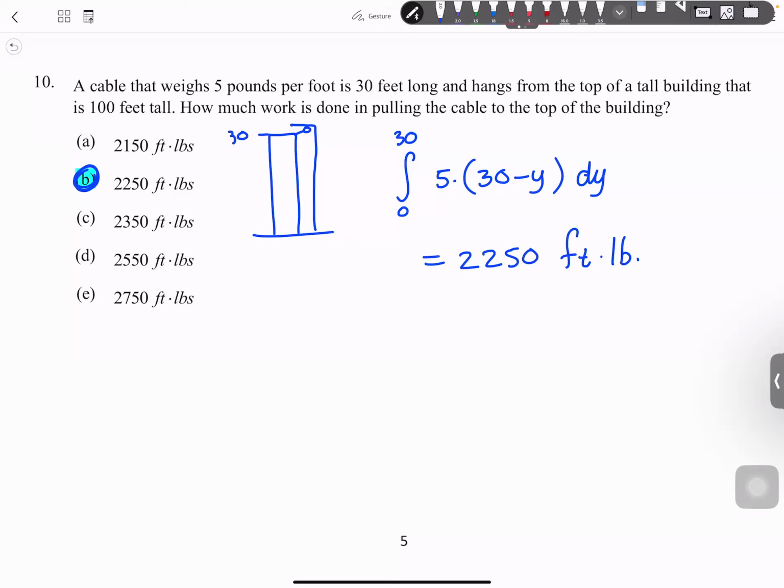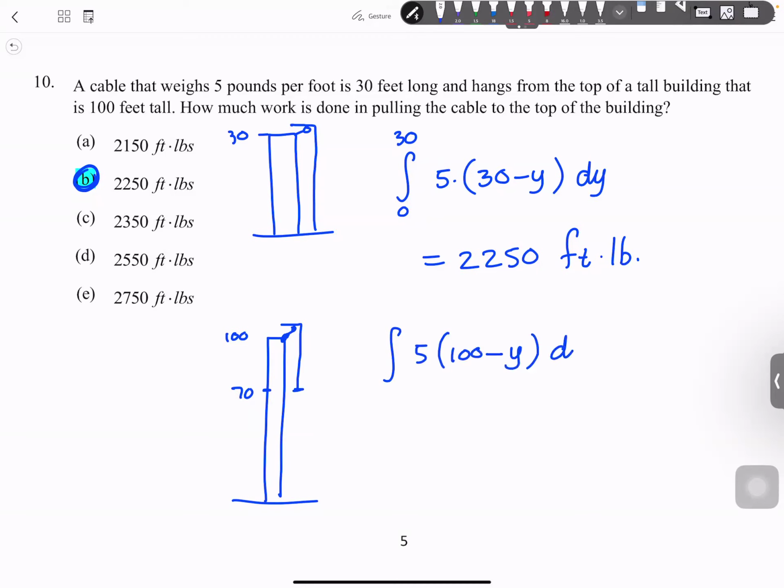If you had set this up as the 100 feet tall building, so you would just have 30 feet of rope hanging down. So this would be 100 feet, and then this would be 70 feet. So if you set it up like that, it would be the integral of 5 times 100 minus y dy, and then we would integrate from 70 to 100. And you will see that that is going to give you the exact same value, right? I think it's just easier setting it up this way, okay?